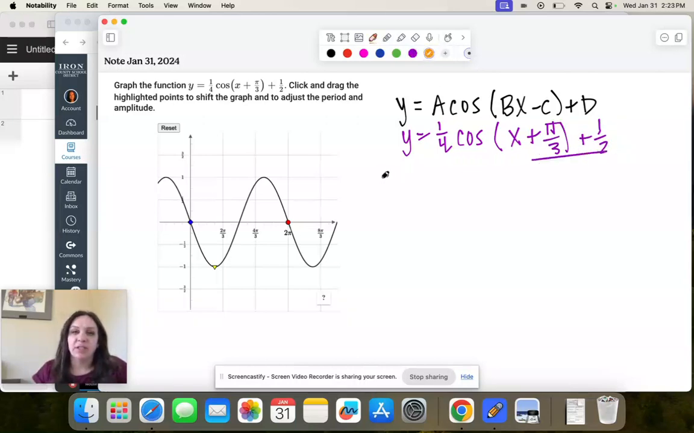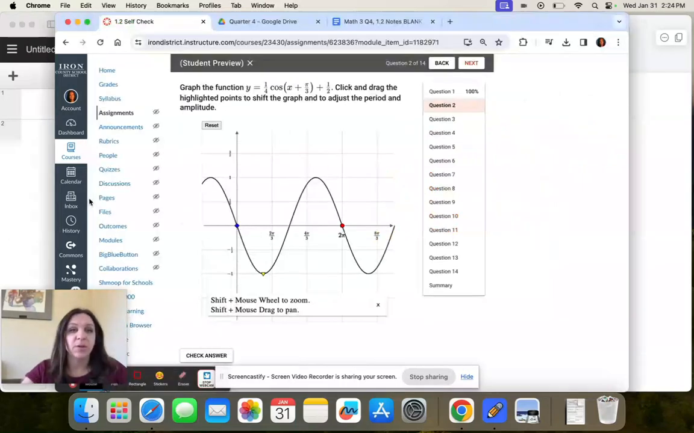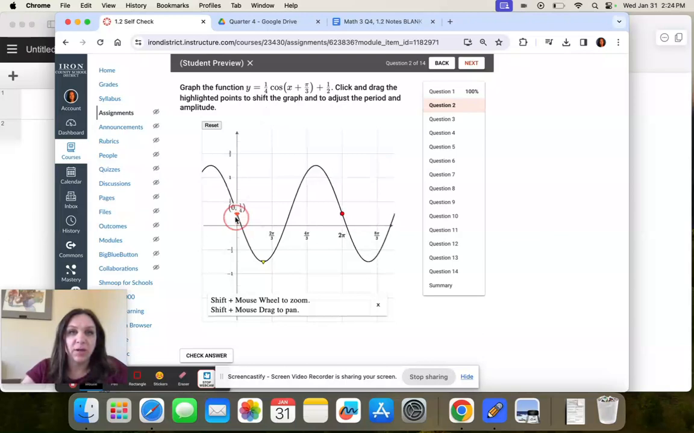So I always like to start with my midline and my amplitude. The midline is going to be at y equals 1/2, and my amplitude is going to be 1/4. So it's going to be super short. This is one where you might want to zoom, or drag it around. Okay, so midline is at 1/2.